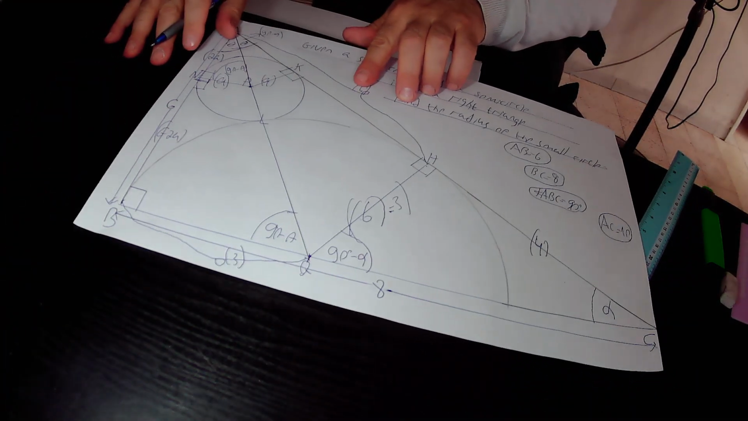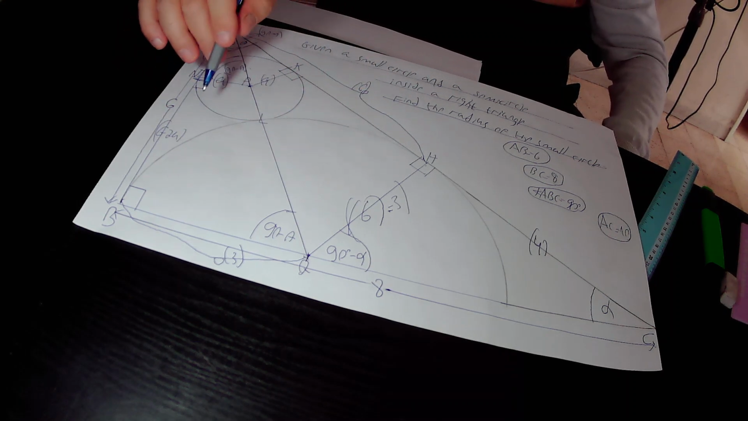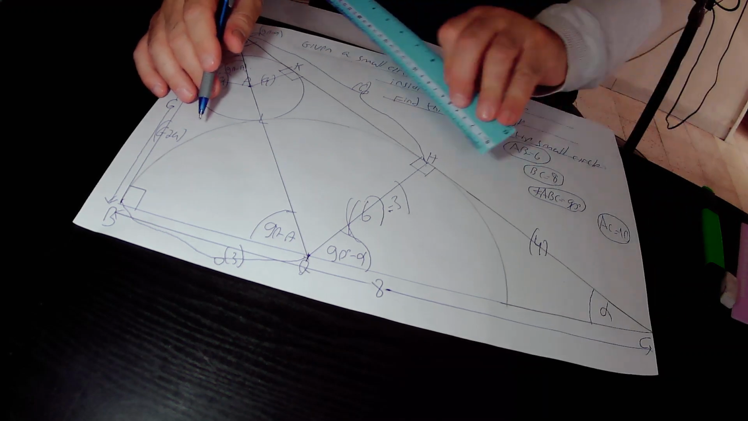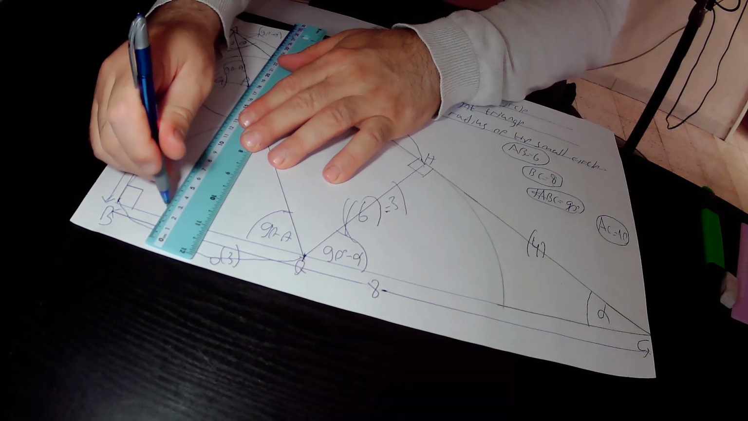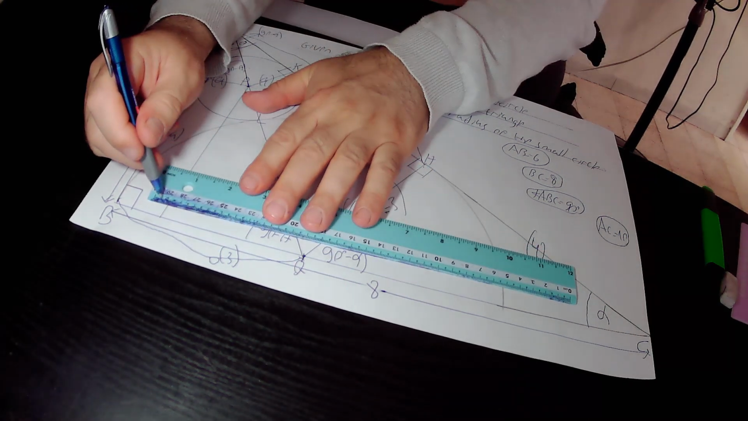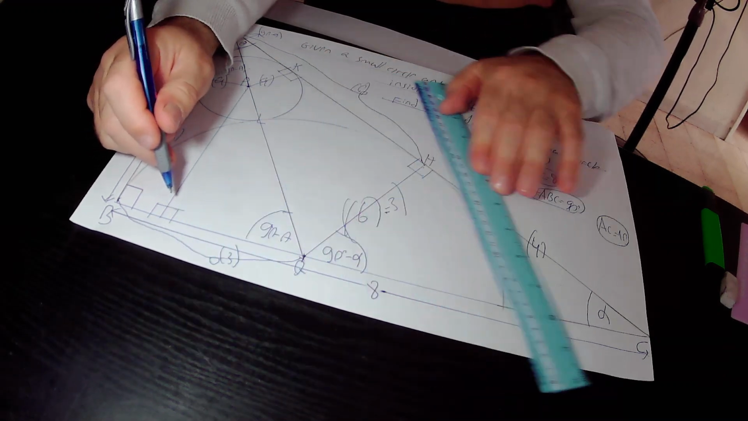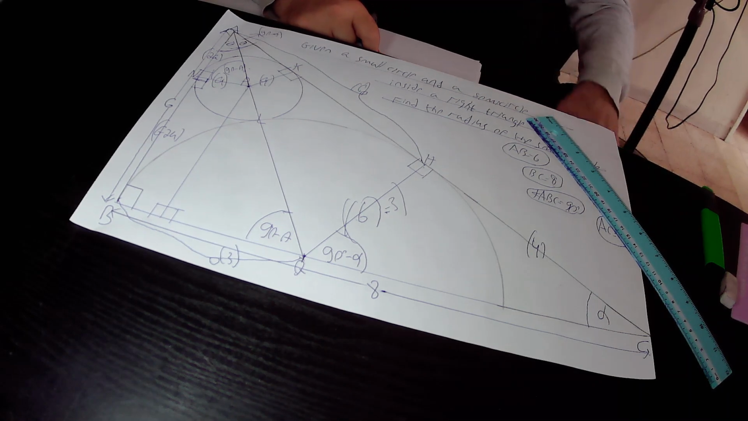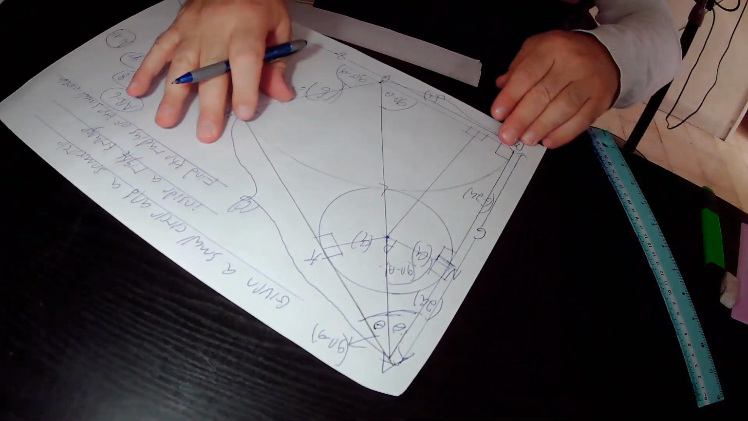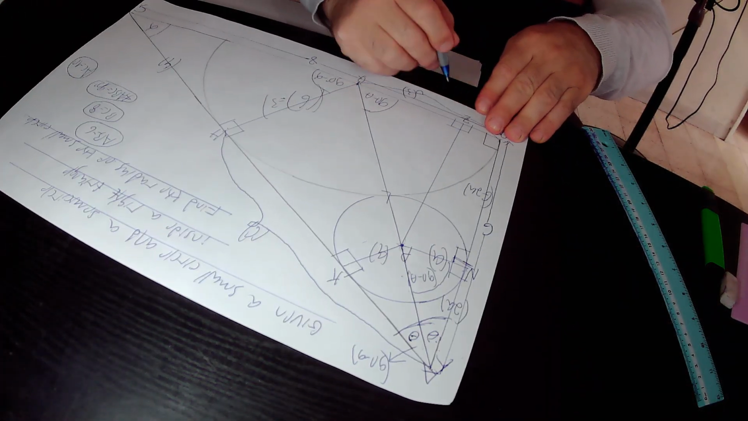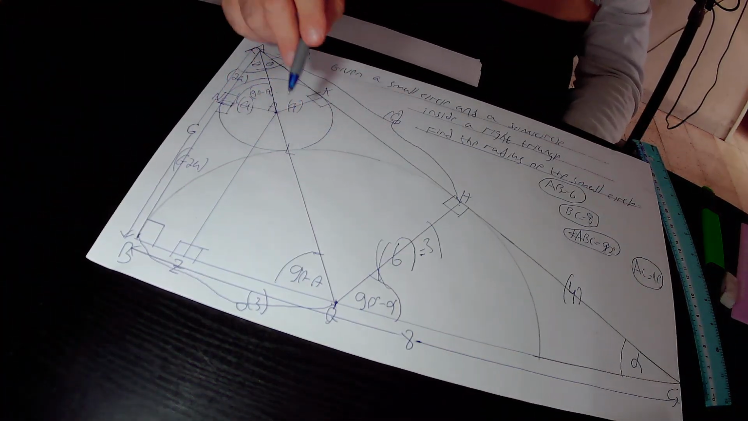In the next step, we do a construction: from point P, we draw a perpendicular on BQ. So this angle equals 90 degrees, and this angle also equals 90 degrees according to our construction. We define the touching point of the perpendicular from point P and BQ as point Z. By doing this construction, we created quadrilateral NPBZ.